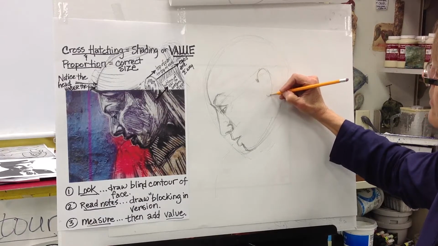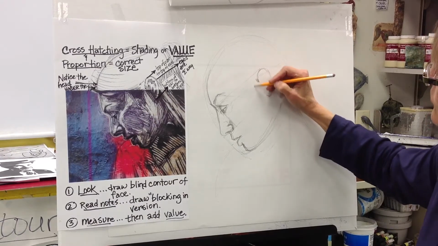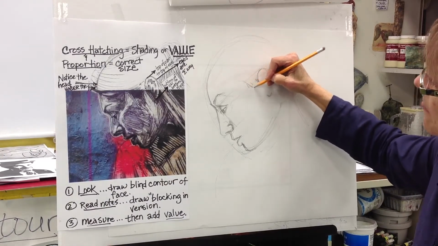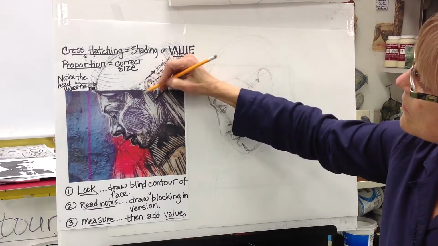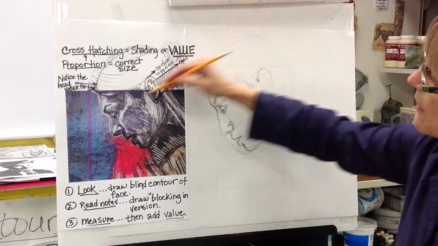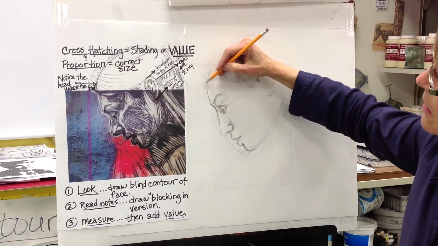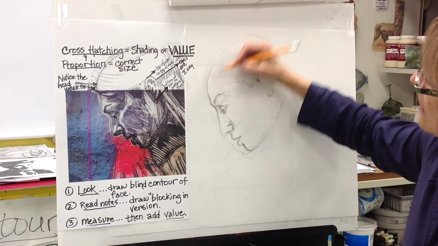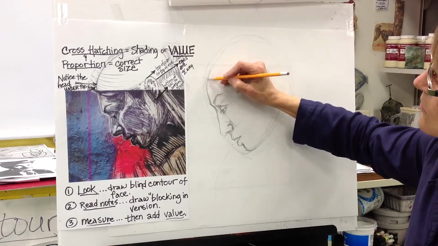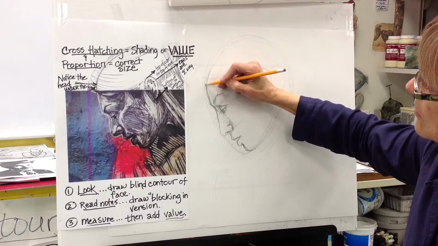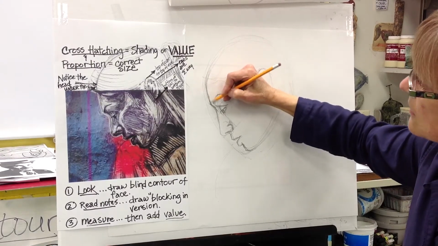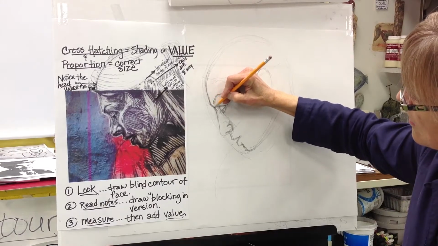Everybody's ears are different. Some are smaller and larger, so you want to double check that according to the person you're looking at. I'm going to create this hairline just to give me a negative shape up in here to check. And as I do that, I notice that this is more curved in my drawing than it is in her drawing. So I'm going to straighten that out a little bit, bring this down a little bit.